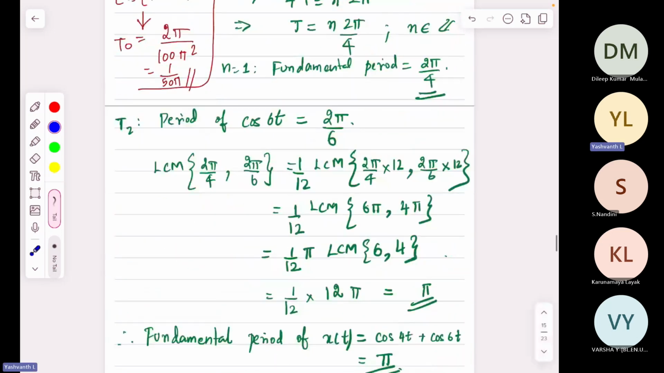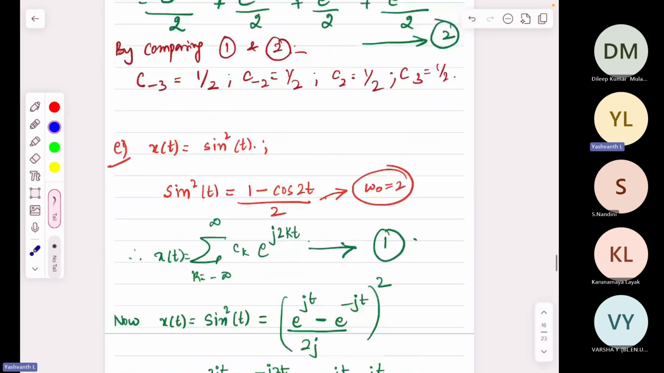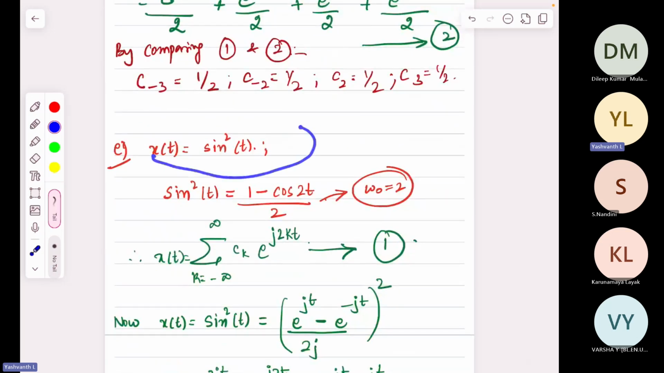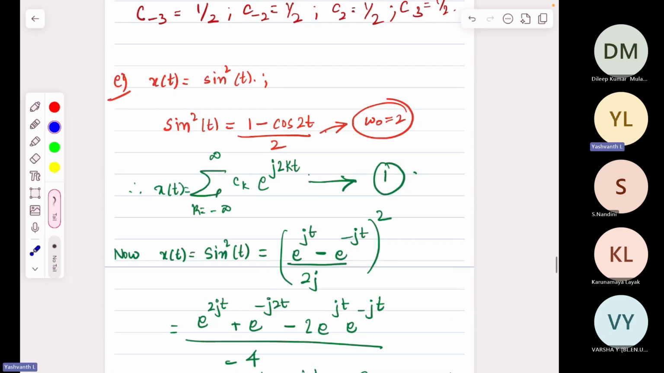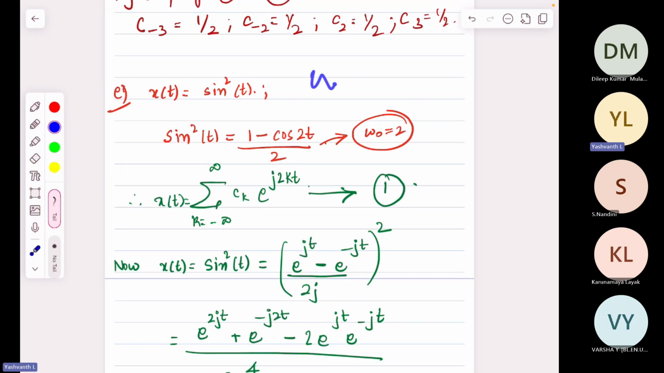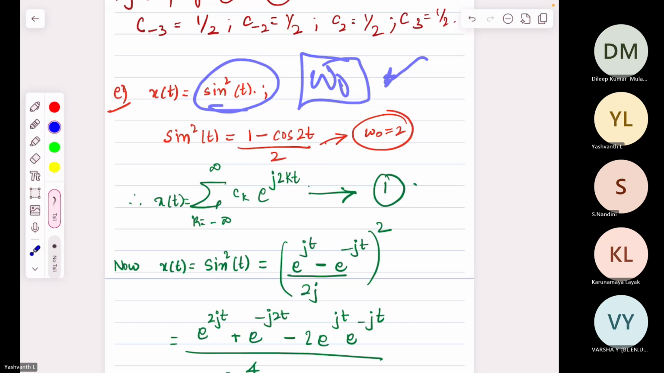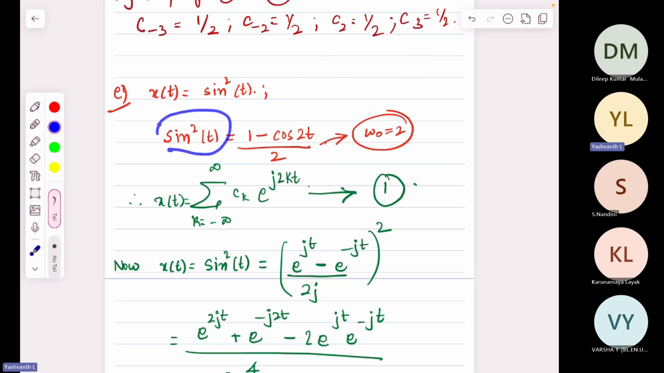Okay. Finally, I think we have one more signal. Yes, the last signal for the second question is x of t equal to sine square t. Now, the first step is to find omega naught, that is, the frequency of sine square t. So I will write sine square t as (1 minus cos 2t) by 2.